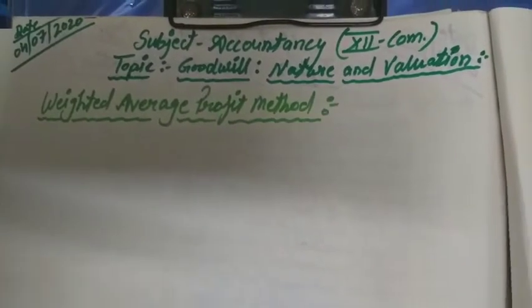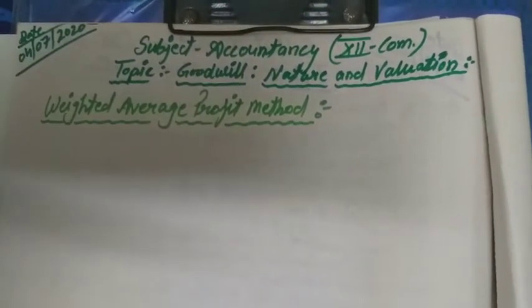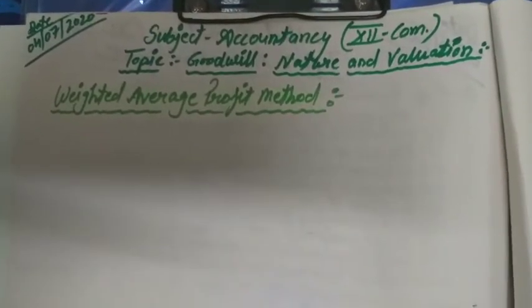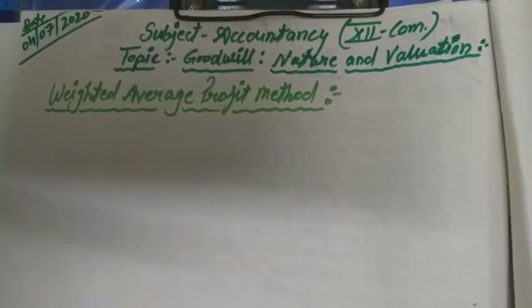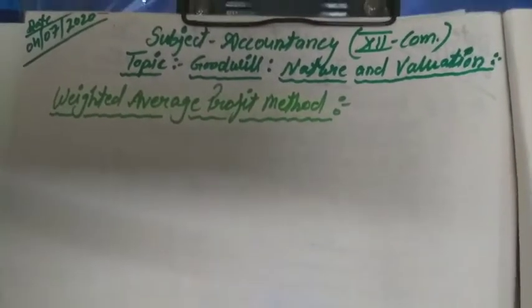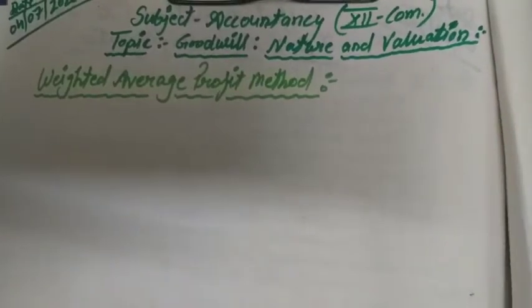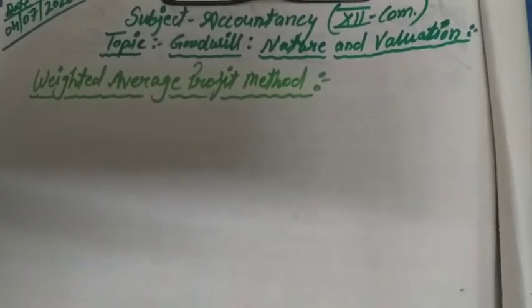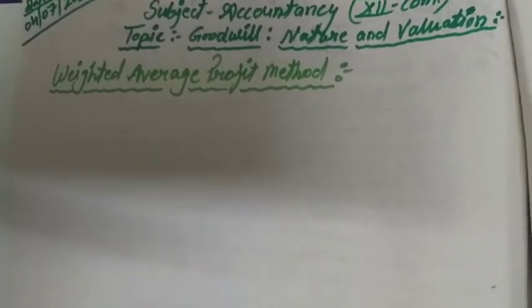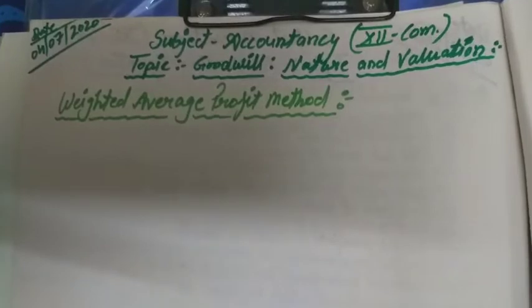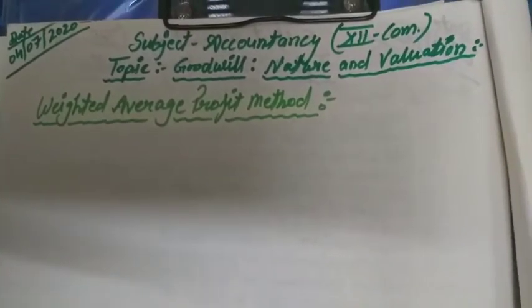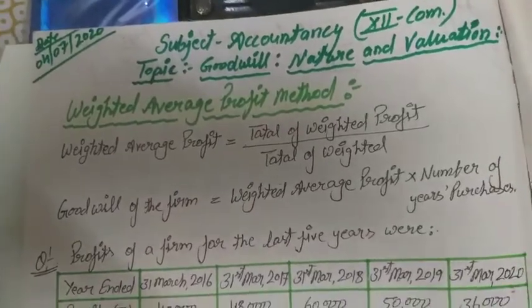Now the process we will learn from here. I will show you the method of the weighted average profit method, how we calculate the weighted profit of the firm, and then how we can calculate the goodwill of the firm with the help of the weighted average profit. Okay, so I am showing the format by which we can calculate the goodwill of the firm. Let's see. Students, this is the format.